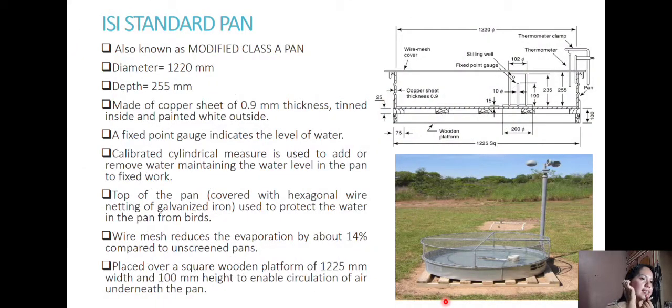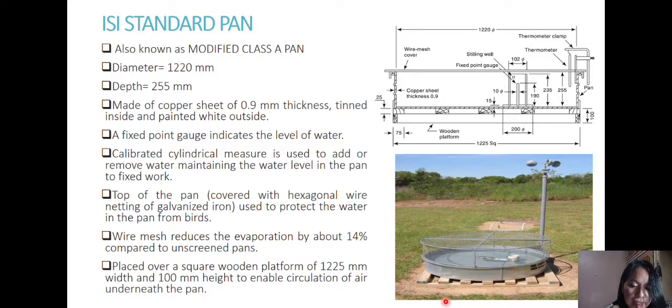Next is the ISI standard pan, which this pan evaporimeter is specified in the IS. Its code is 5973 to 1970. So also known as a modified Class A pan. Consists of a pan of 1,220 millimeter in diameter with 255 millimeter of depth. The pan is made of copper sheet of 0.9 millimeter thickness, tinned inside and painted outside.